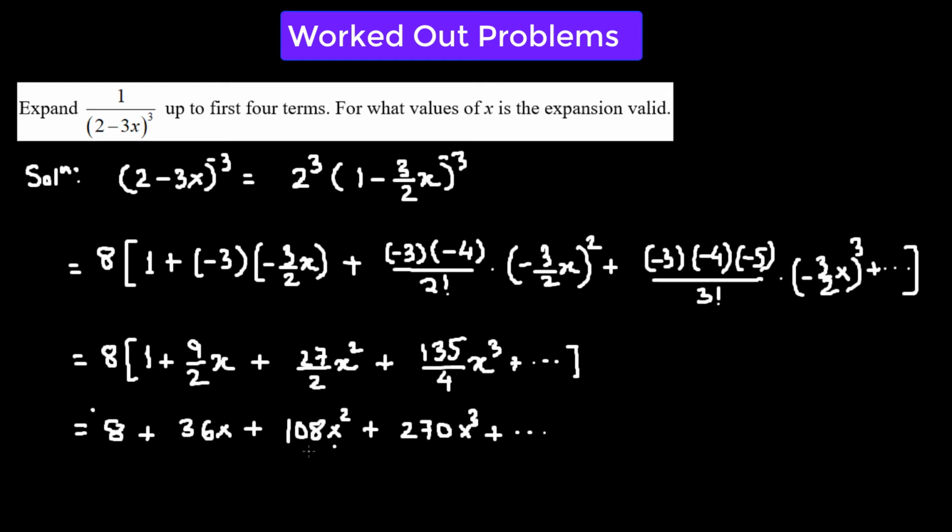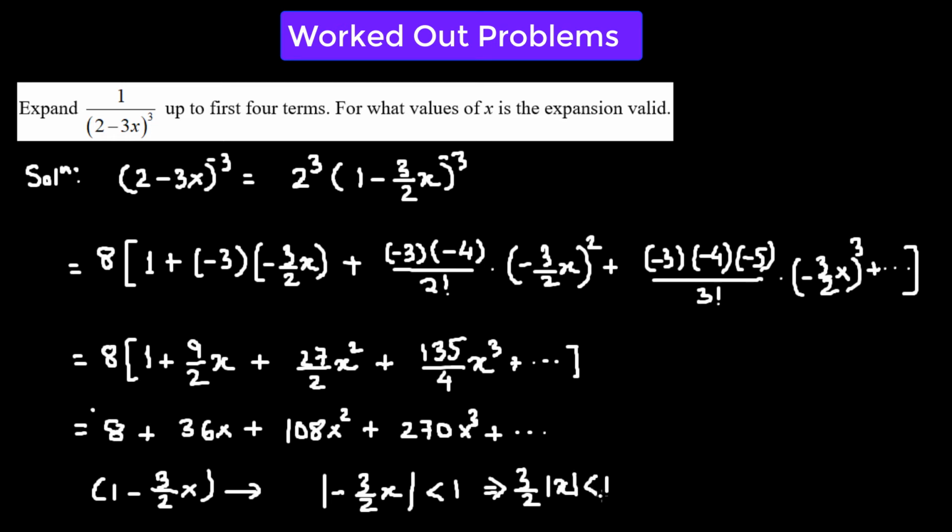So these are the first four terms in increasing power of x. Now we have to find the condition, that is the radius of convergence for x. So we'll consider 1 minus 3 over 2 x, and here it requires the condition that the absolute value of negative 3 over 2 times x must be less than 1, which gives us 3 over 2 times the absolute value of x must be less than 1, or you can say that the absolute value of x is going to be less than 2 over 3. Let's move on to the next question.